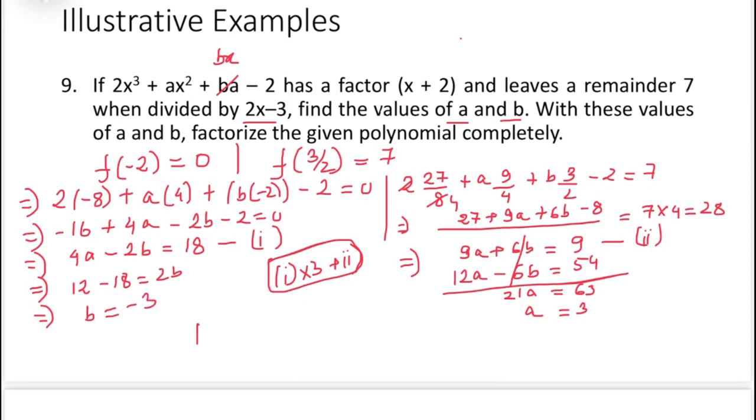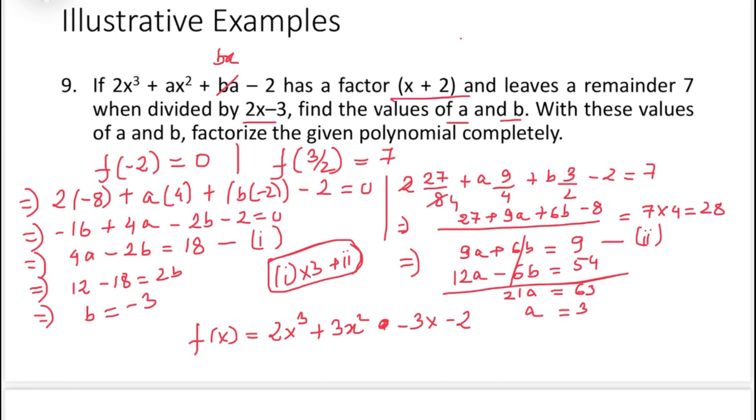So finally our polynomial becomes f of x equals, we'll plug in the values of a and b in this polynomial, so 2x cube plus ax square, so a is 3, so plus 3x square, plus bx, so b is minus 3, so we'll have minus 3x and minus 2. So that is the given polynomial. Now let's move on to step 2. Step 2, it is asked to factorize the given polynomial.